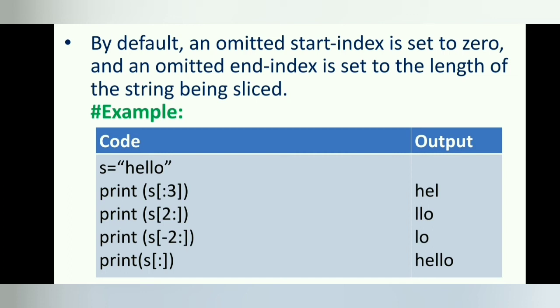By default, an omitted start index is set to 0 and an omitted end index is set to the length of the string being sliced.